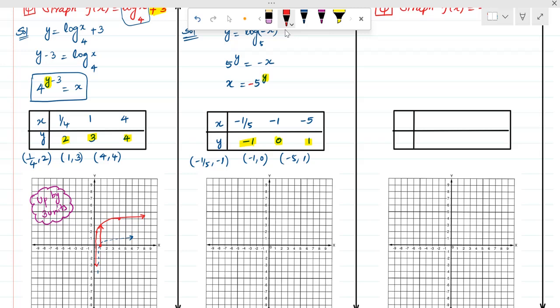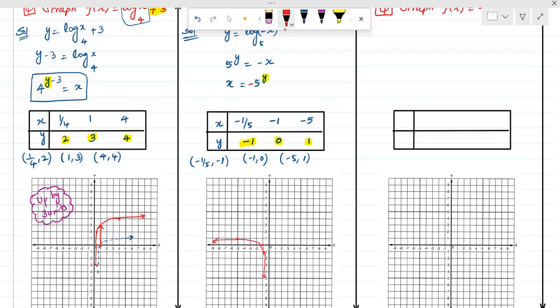Minus 1 over 5, the x value will be here, and the y value will be minus 1. Next, where is the next point? x equals minus 1, y equals 0, it will be here, this part. And then x equals minus 5, y equals 1, it will be here. If you see, this line is passing through the y-axis, not touching the line. So it's a rough diagram we have.